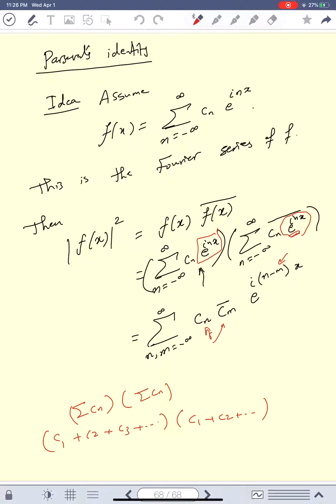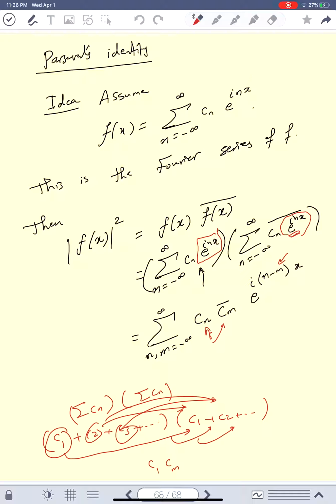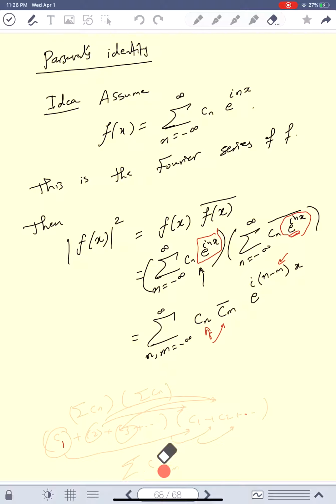Now when you multiply, the C1 should be multiplied with C1, with C2, with C3, right? So the C1 should be multiplied with Cm for all possible values of m. The same for C2. The C2 should be multiplied with everything. The C3 should be multiplied with everything. So in the end, you will be adding the sum of all possible choices, Cn times Cm. That's why we need to change the n and the m, okay?